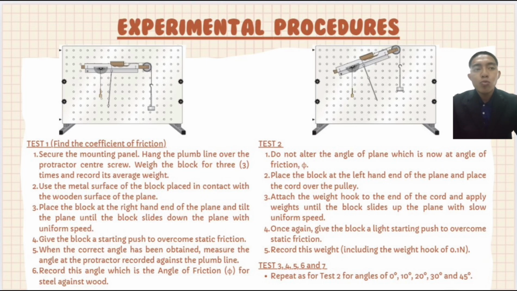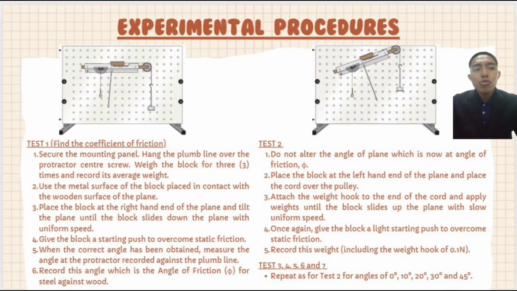Now I will present about the experimental procedure. For test one, which is to find the coefficient of friction. First, secure the mounting panel as shown in figure 5.2. Hang the plumb line over the protractor center screw. Weigh the block three times and record its average weight.